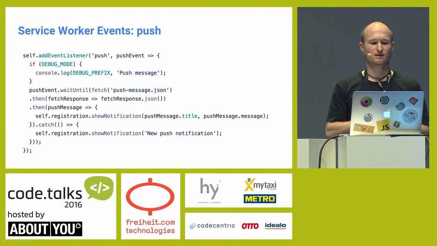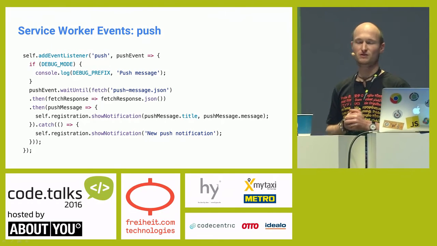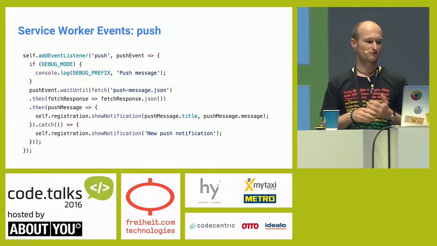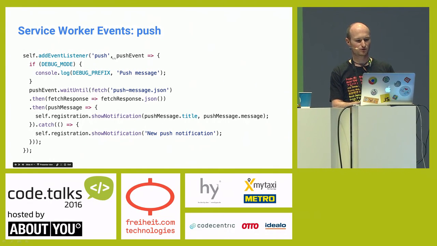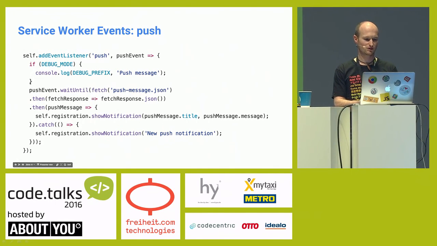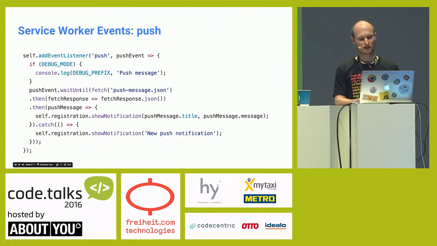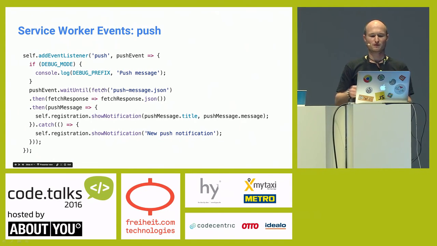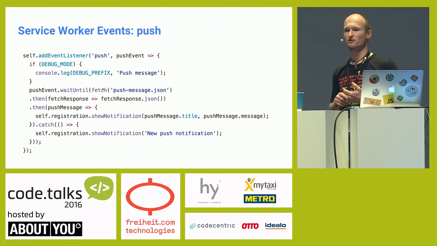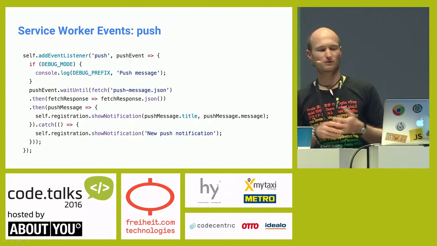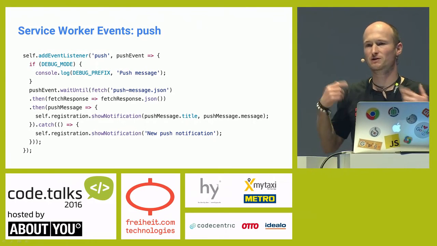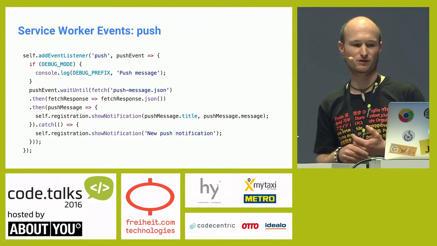All right, and then the final event is for push notifications, the push event. So you can see a pattern here already: self.addEventListener push, push event, I debug stuff. And then you have, again, this waitUntil. And the current limitation with the version of push notifications that I'm using is they don't actually hold any payload. You just get a ping that there is a notification that you want to send.